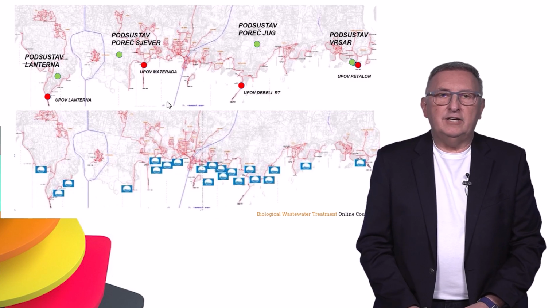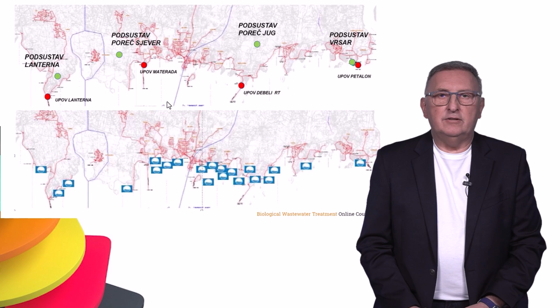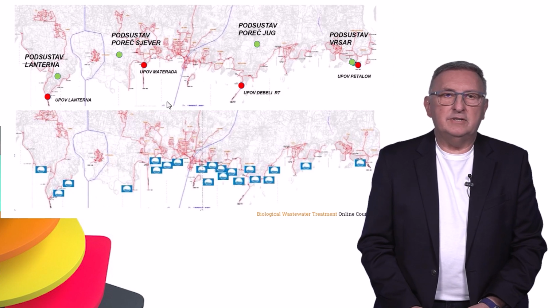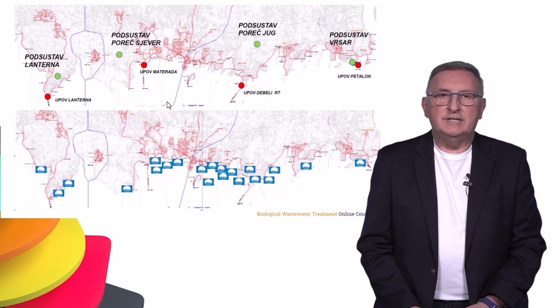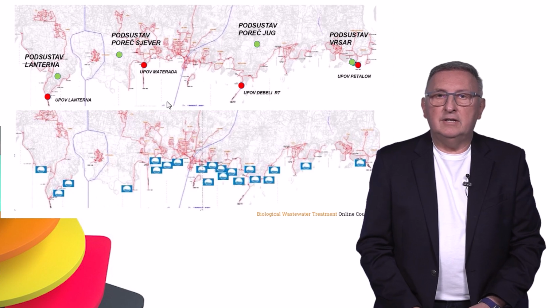The study area includes 4 different catchments which are all coastal. And we start from the left going to the right. The first catchment is called Lanterna. The second is called Poreč Sjever, which means Poreč North. The third one is Poreč Jug, which means Poreč South, and Vrsar.